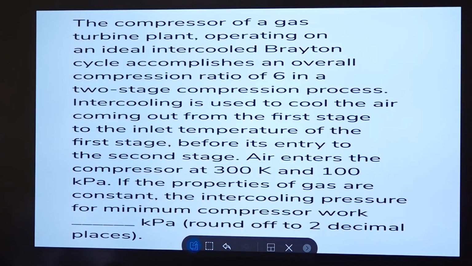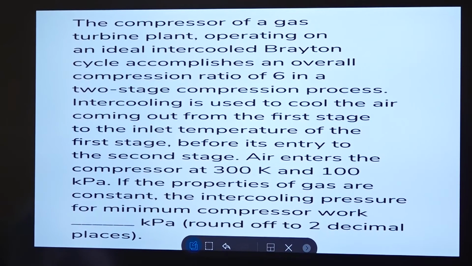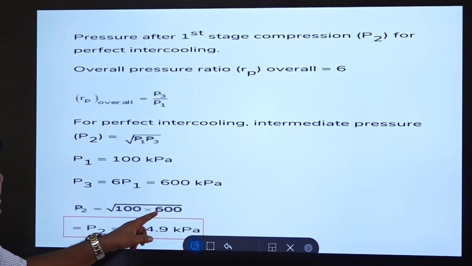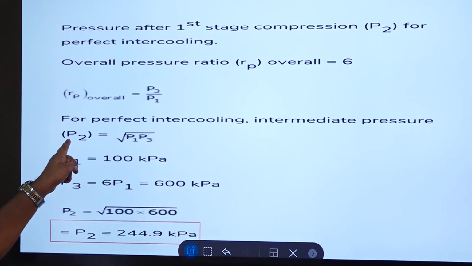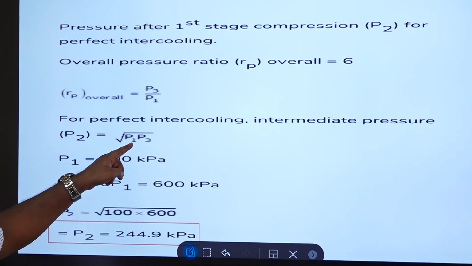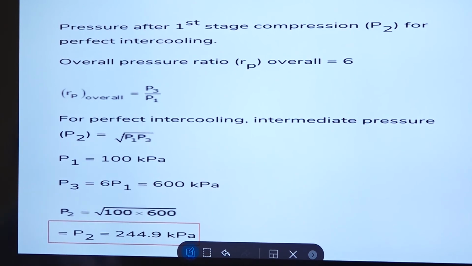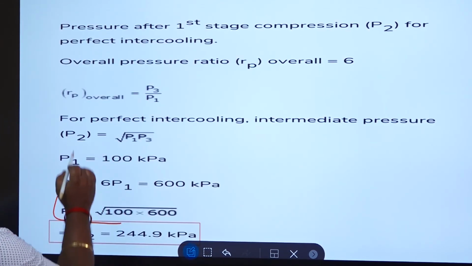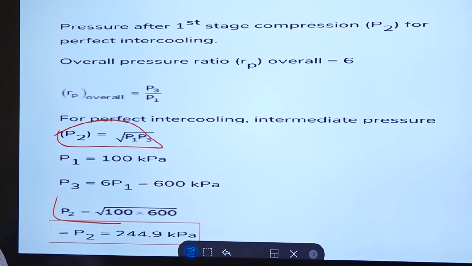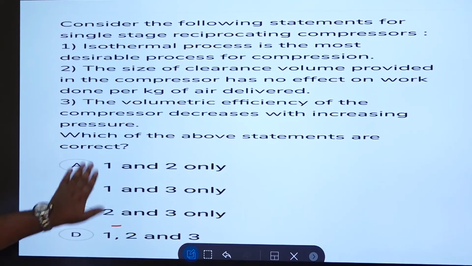If the properties of gas are constant, find the intercooling pressure for minimum compressor work. So the intercooling pressure P2 is equal to root of P1 and P3. So for perfect intercooling, we know that P2 is equal to root of P1 P3. So if you know P1 and P3, you can easily find out the value of P2, that is 244.9 kilopascal. So P2 is equal to root of P1 P3, which should be known to you, to find the intermediate pressures.